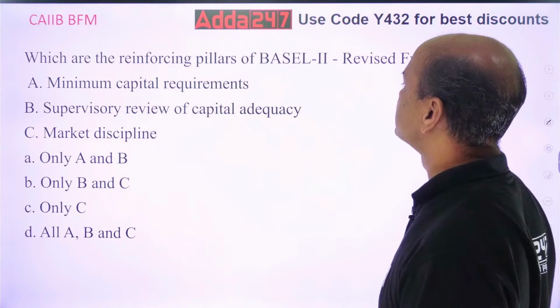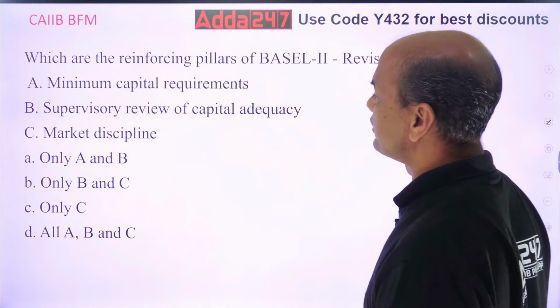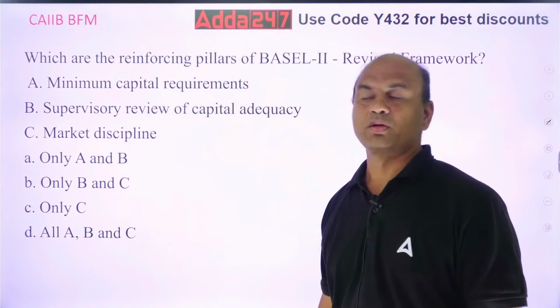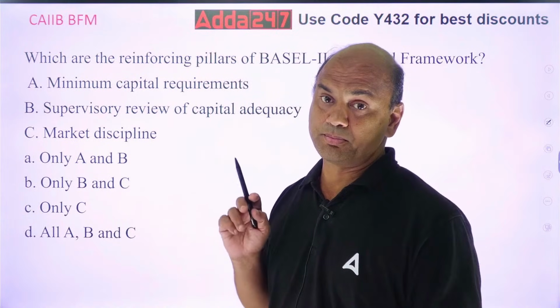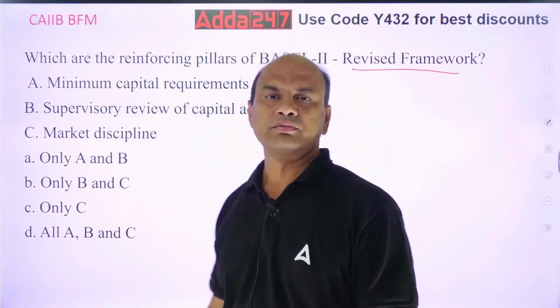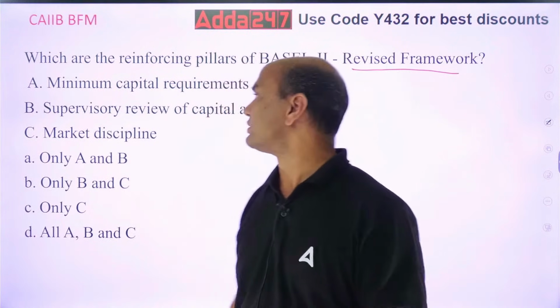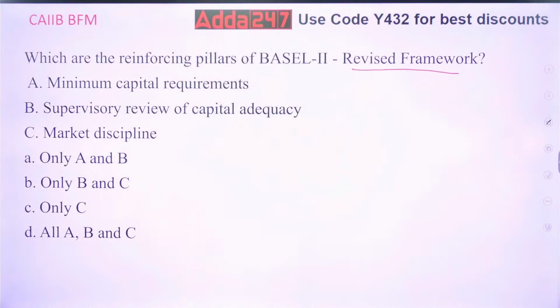Which are the reinforcing pillars of Basel II revised framework? Minimum capital requirement, supervisory review, market discipline. A and B, B and C, C and A, B and C. See, Basel II revised framework. So which are the pillars? Is it minimum capital requirement, supervisory review, market discipline? This is the easiest question for CAIIB level. Think over it. Let me see. You have done this in your JAIIB also, isn't it?